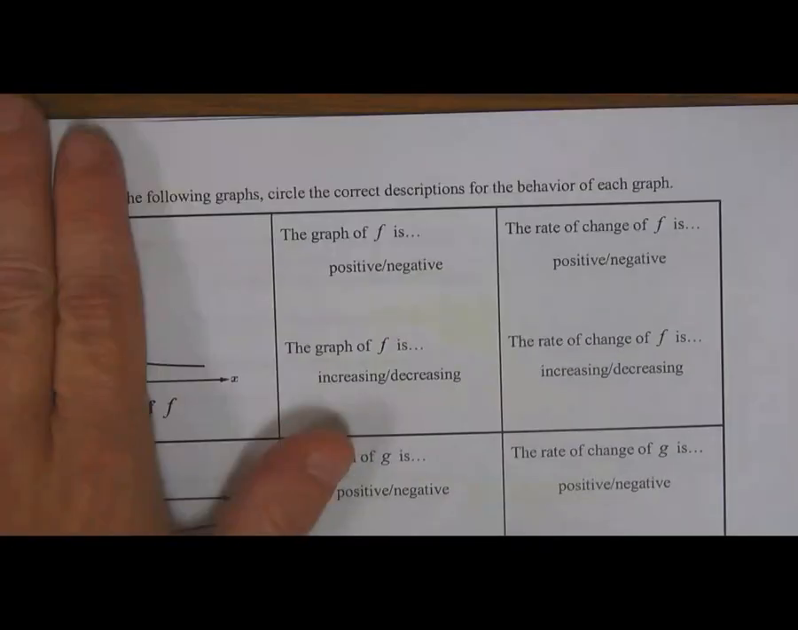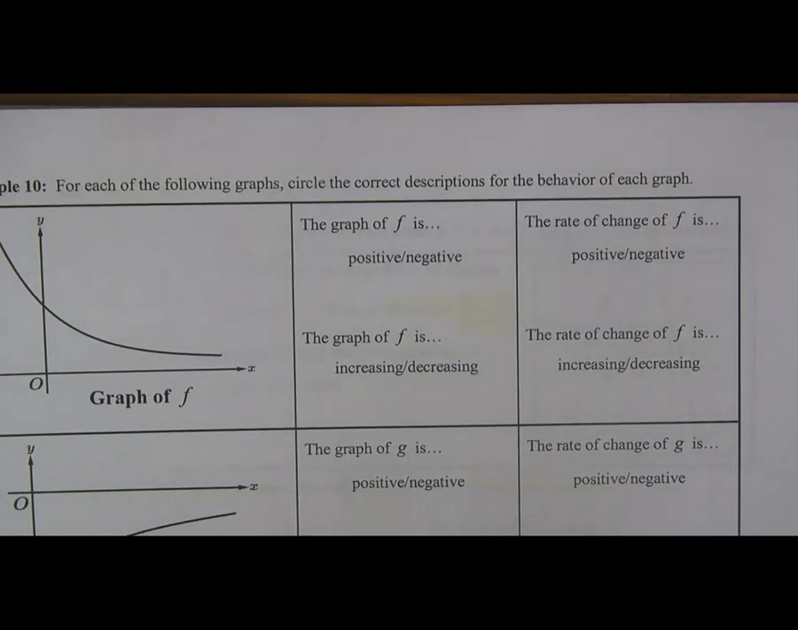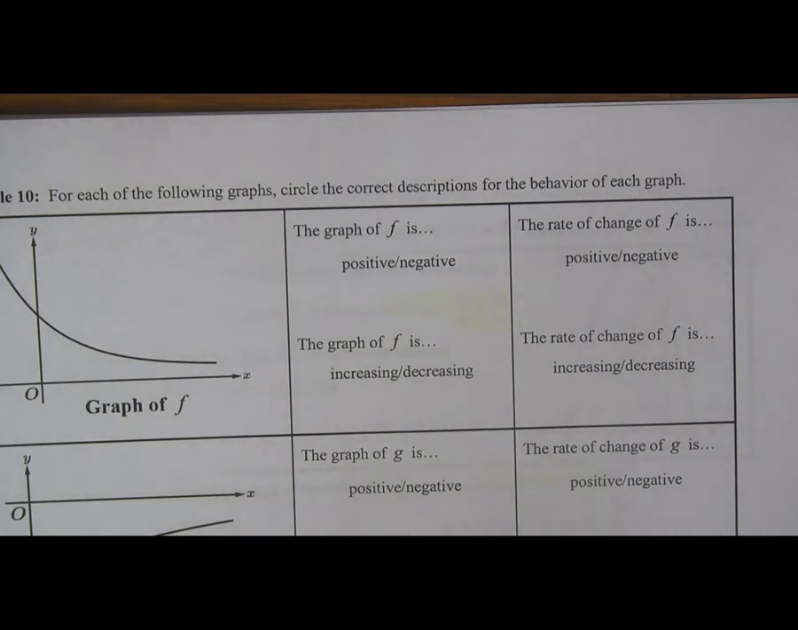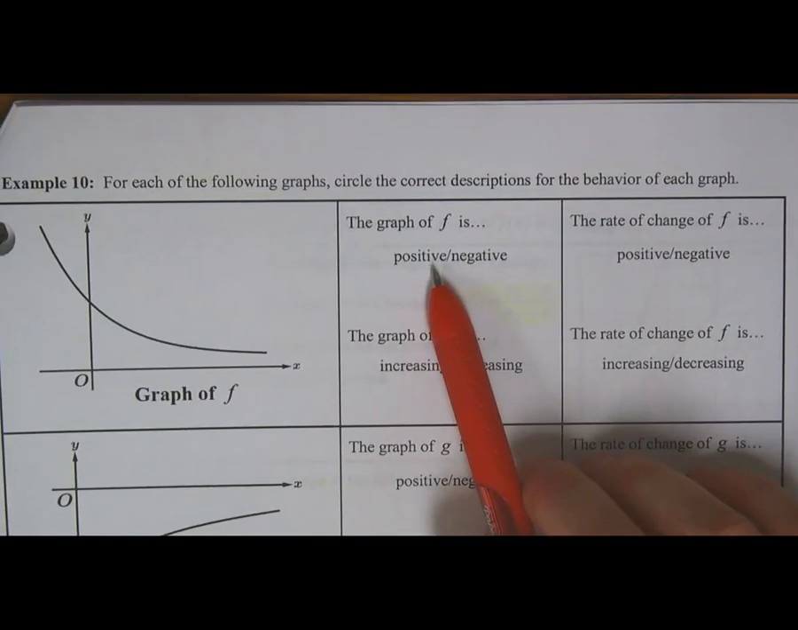Turn the page. This last page I'm hoping is going to be pretty gentle, kind of putting all of these concepts together. For each of the graphs, circle the correct description for the behavior. I'm not really a fan of this, but it's just so easy that people are going to overthink this.